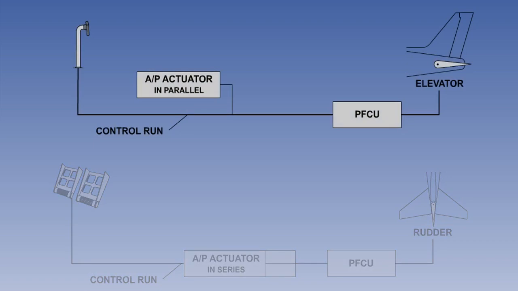If the servomotor is connected in parallel with the pilot's controls and the control surface, then when the autopilot is engaged, the command from the autopilot servo will cause the control surface to move, and will simultaneously move the control column through the mechanical control linkage. This will enable the pilot to have some visual confirmation of the autopilot command.